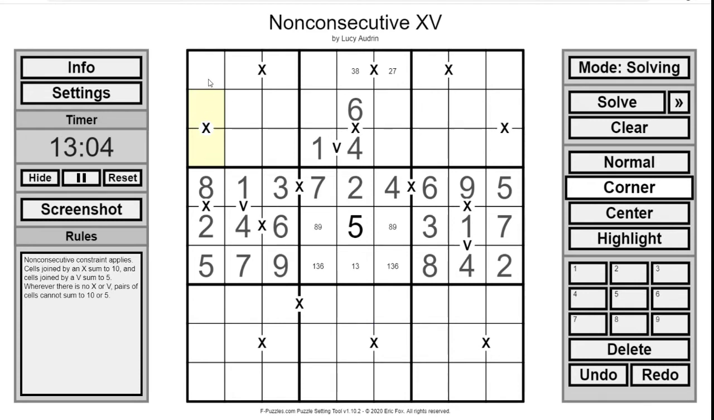Oh, where does 5 go? 5 can no longer go there or there, so 5 must be here. 5 must be there or there.